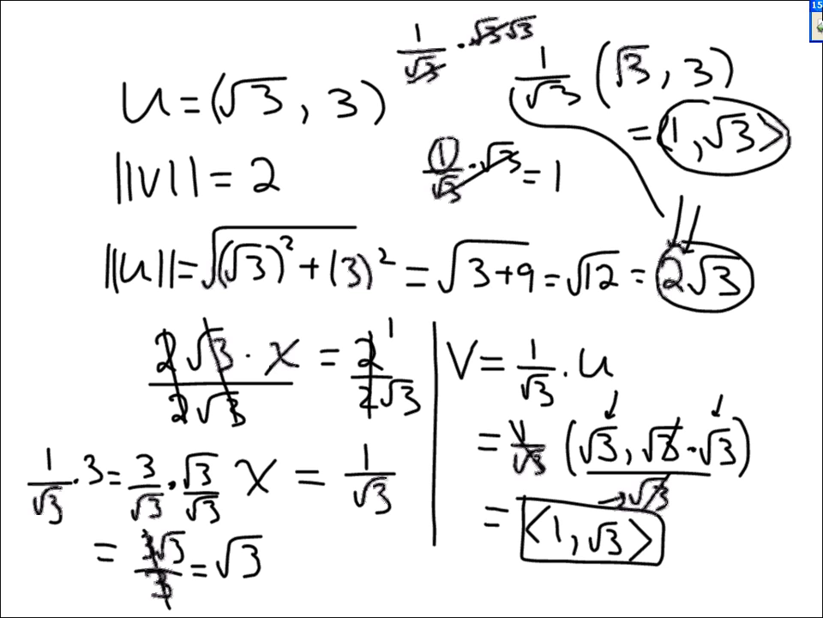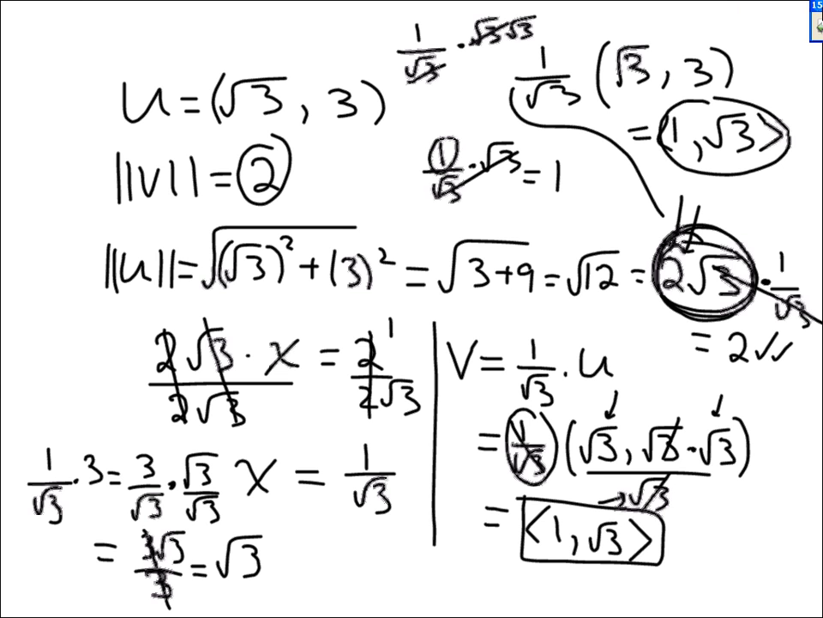Find out what you multiply the length of u by to get the length of v. Whatever that answer is, that's what you multiply u by. The answer was you multiply by 1 over square root of 3. If I take the length of u and I multiply by 1 over square root of 3, I get 2, which is what I wanted. So that's what I multiplied u by. I took u and I multiplied it by 1 over square root of 3. And I said, that's v. That's my v.